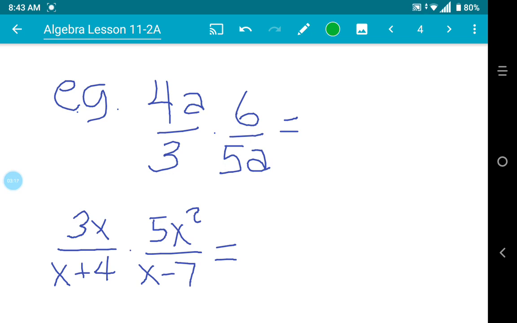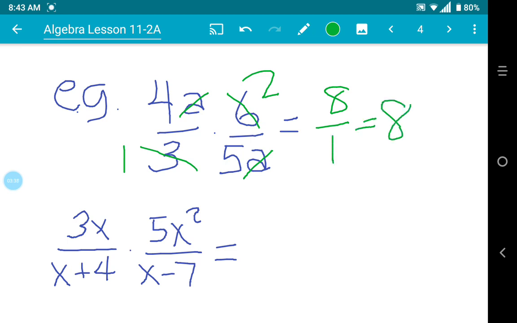Okay, let's look for shortcuts. How about the A's? The A's go away, right? Because they both cancel. They technically become 1s. 3 becomes a 1. 6 becomes a 2. What's left? Is that it? That's it, right? So then I end up with 8 over 1, which is just 8. Sometimes it'll just become an integer. How about the next guy?